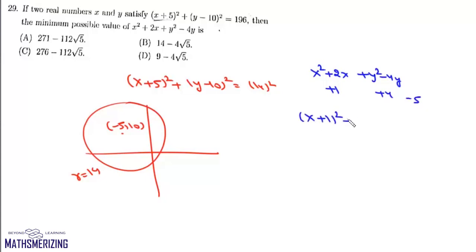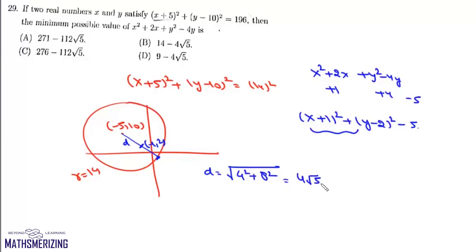x plus 1 square plus y minus 2 square and then minus 5. Now this is distance between x, y and minus 1 comma 2. So we have a point which is minus 1 comma 2. We have to find shortest distance of this point from the points on this circle. This is the distance that we need. Now this is suppose D. Now we can write D as under root of minus 5 plus 1. That is 4 square, and here it is 8 square, which is 4 root 5.